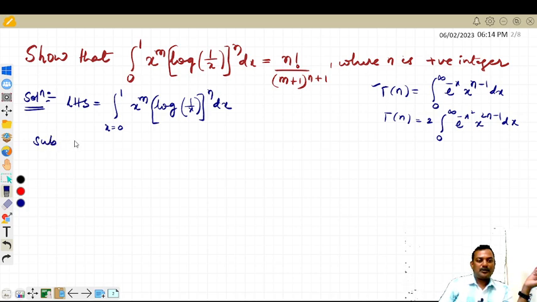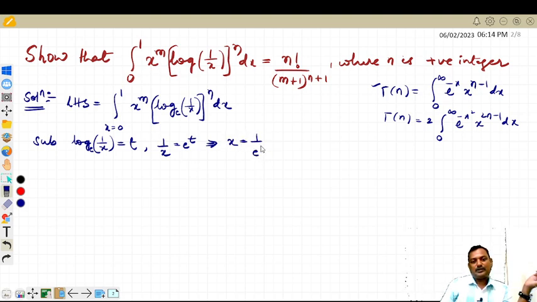Substitute log of 1 by x. Actually, it is base e, you can remember, is equal to some other variable t, student. So now if the logarithm goes to the right side, it will become an exponential. 1 by x is equal to e raised to t. And you can cross multiply here. You will get x is equal to 1 by e raised to t. Or that is x is equal to e raised to minus t, student. E raised to t goes to the numerator and will become e raised to minus t.